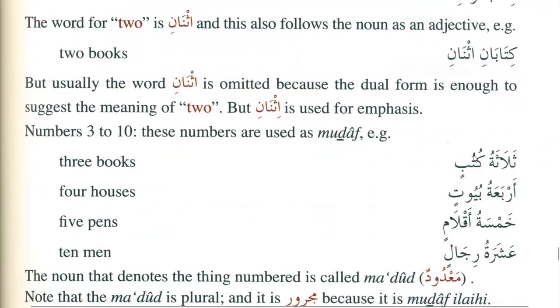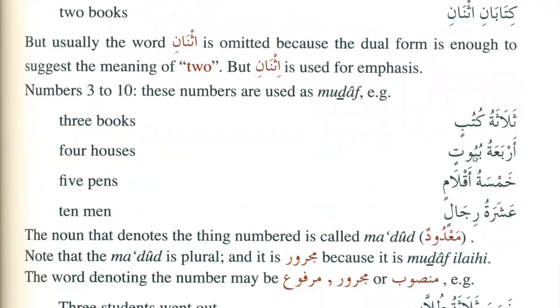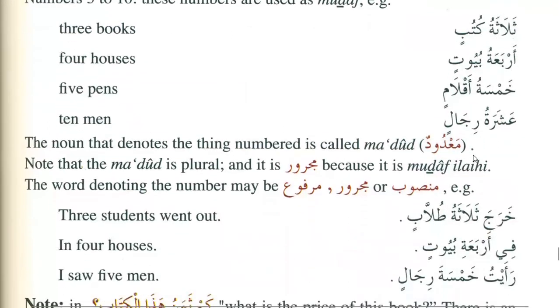Numbers 3 to 10 are used as a mudaf. Thalathatu kutubin, three books. Arba'atu biyutin, four houses. Khamsatu aqlamin, five pens. Asharatu rijalin, 10 men. The noun that denotes the thing counted is called madud.